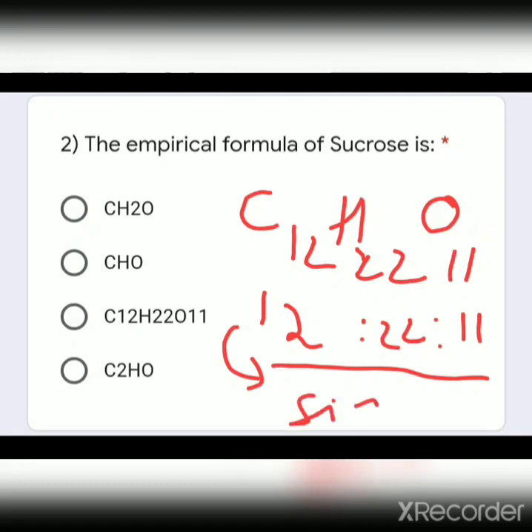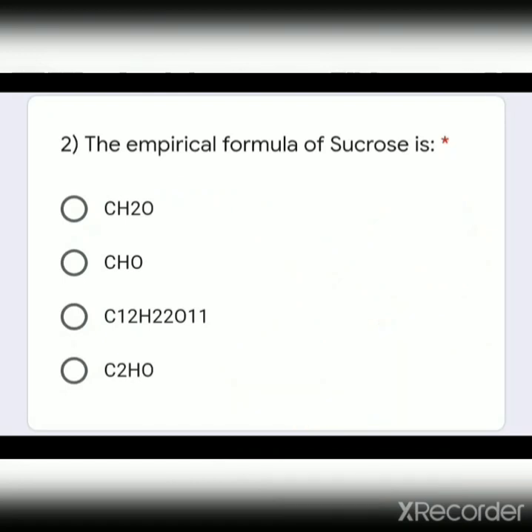So what we can say is that the empirical formula is defined as the formula which shows the number of atoms in the simplest ratio. So in this case, the empirical formula and the molecular formula are the same. That is C12H22O11.